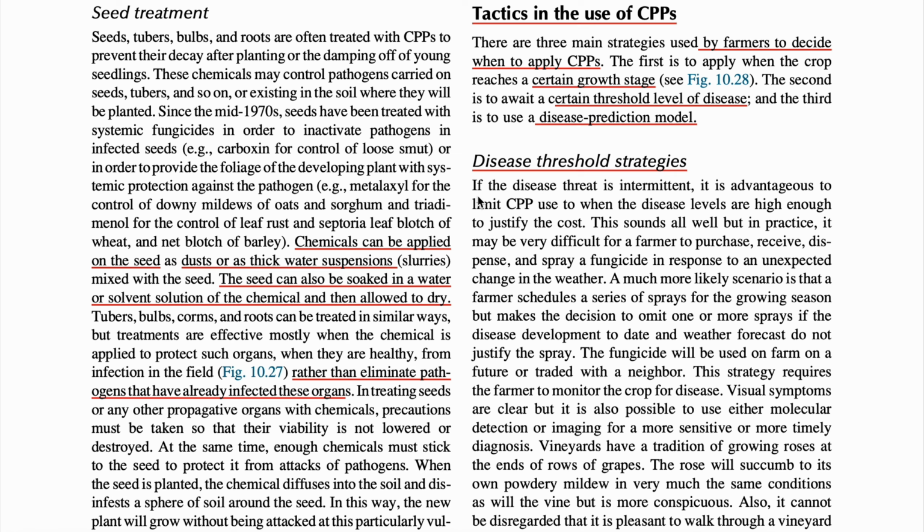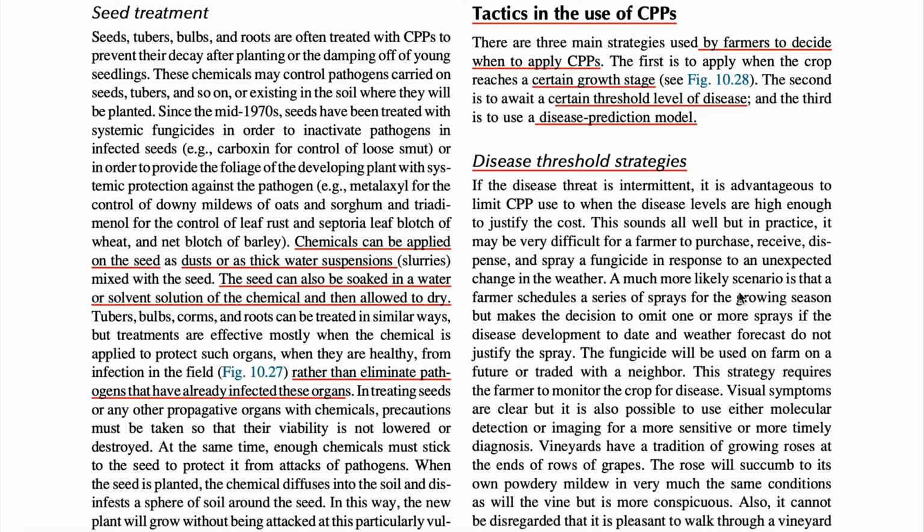Stay with me. If the disease threat is intermittent, it is advantageous to limit CPP use to when the disease levels are high enough to justify the cost. This sounds all well, but in practice, it may be very difficult for a farmer to purchase, receive, dispense and spray a fungicide in response to an unexpected change in the weather.